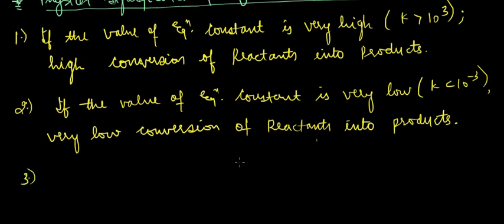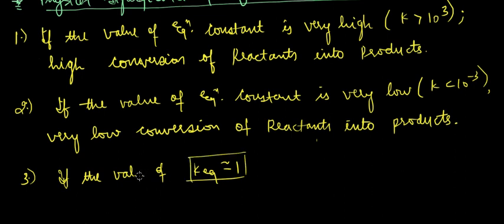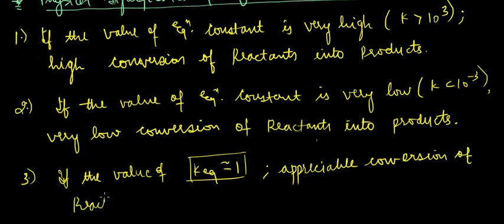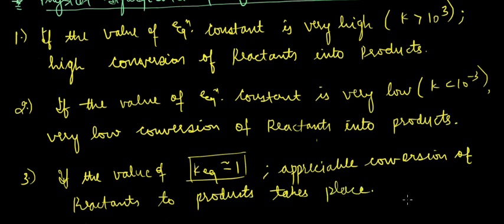And third point is, if the value of equilibrium constant is nearly equal to 1, then appreciable conversion of reactants to products takes place. Okay.